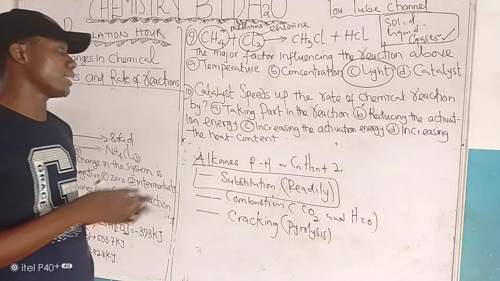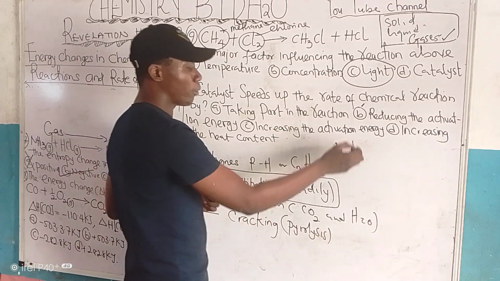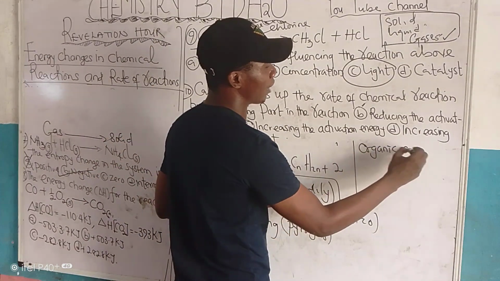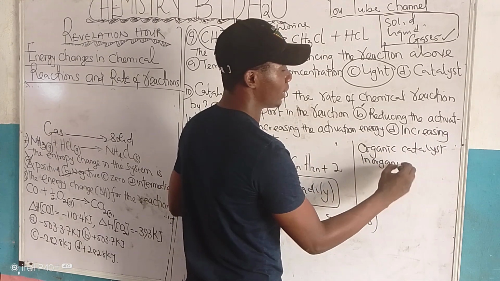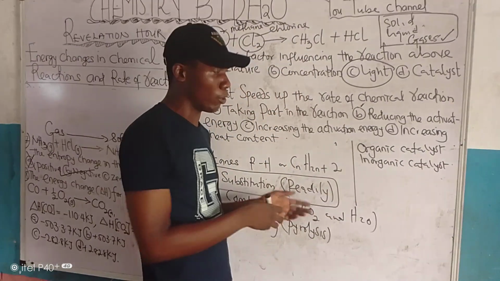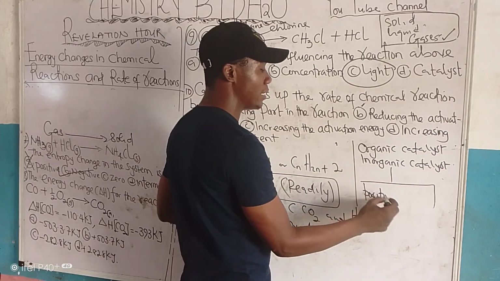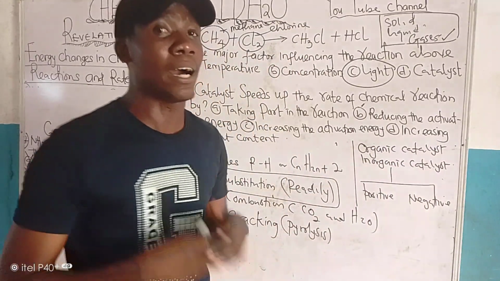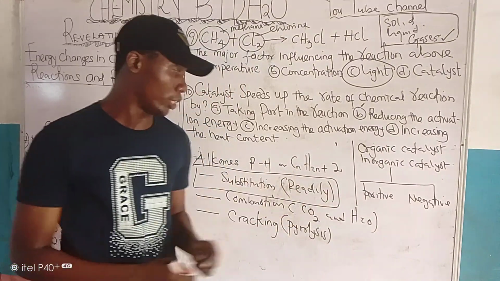The last question says that a catalyst speeds up the rate of chemical reaction by doing what? Remember, we have 2 types of catalysts. We have organic catalysts, which are called enzymes. And we have inorganic catalysts. Inorganic catalysts are catalysts gotten from minerals or from elements. This inorganic catalyst is divided into 2: the positive catalyst and the negative catalyst. So what is a catalyst? A catalyst is a substance that alters the rate of chemical reaction but remains chemically and quantitatively unchanged at the end of the reaction.